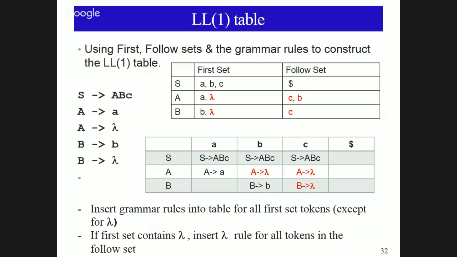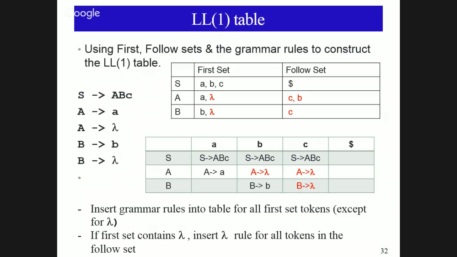A has a lambda. So let's look at A's follow set, C and B. C and B, they get lambdas. B has a lambda, but B's follow set is only C. So only C gets a lambda. A is empty. It should not go to A by that point.